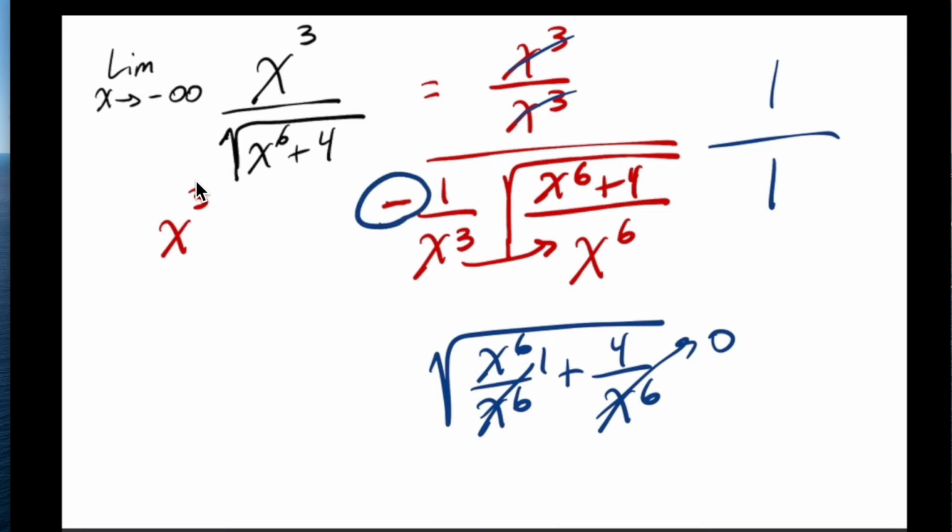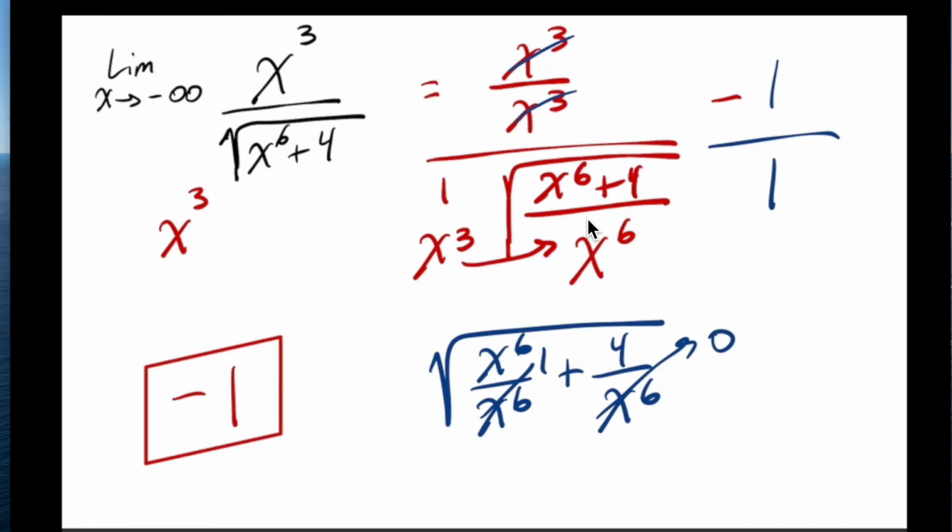However, because of the negative we inserted, due to bringing in an odd exponent into the radical, our final answer is going to have a negative out front. So in the end, the answer to this limit is going to be negative 1.